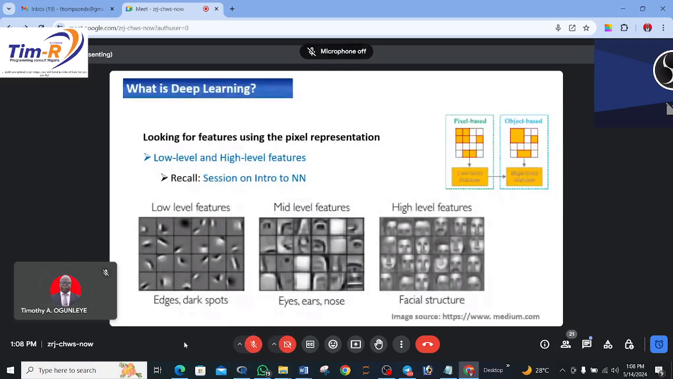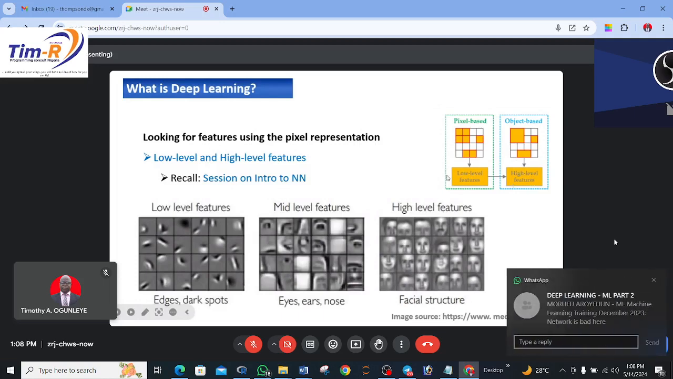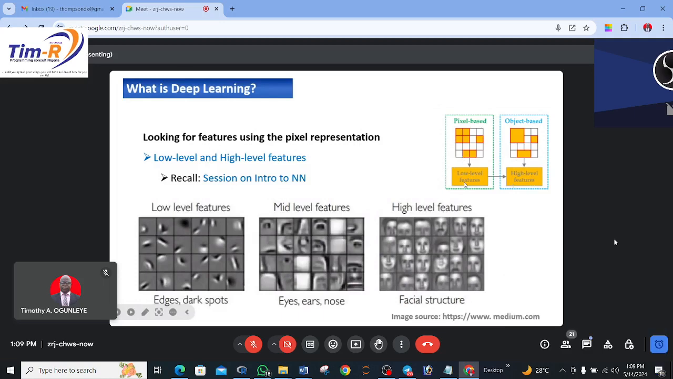So we want to talk about what is deep learning now. When we are looking for features using the pixel representation, looking at the low level and the high level features, this is what they call pixel based. It just has to do with low level features. These are pixels, and for the object based, we have what is classified as the high level feature. A low level feature can translate into a high level feature depending on what we want to do.